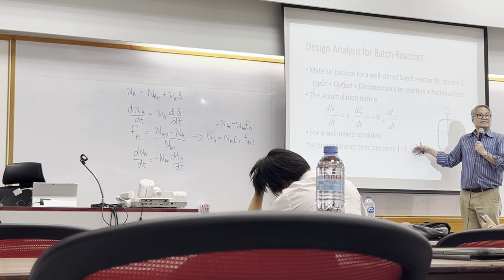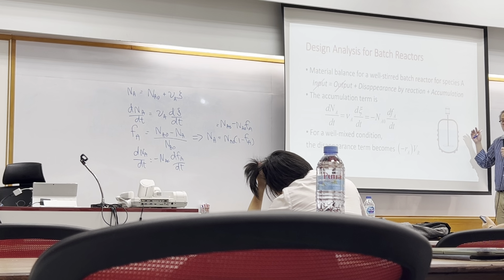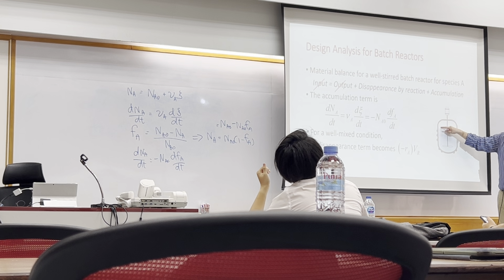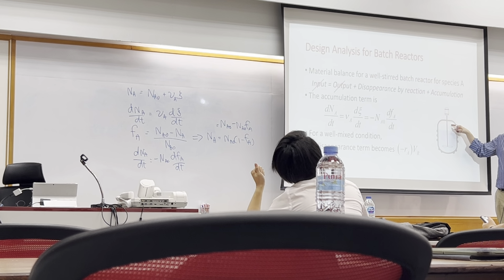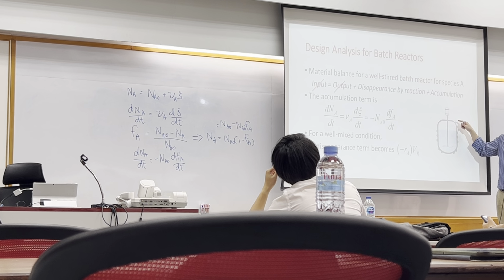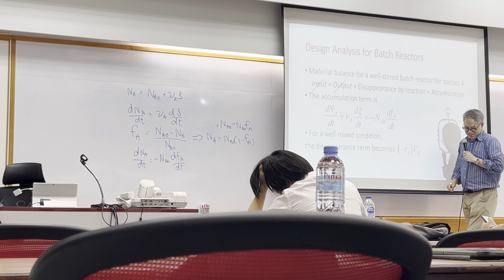Minus RA times the volume of the reactor. Okay? And then the volume of the reactor, I mean the volume of liquid inside the reactor. This part on top doesn't count. So it's not actually the volume, it's dependent on how much you fill up the tank. That's the volume that we use.